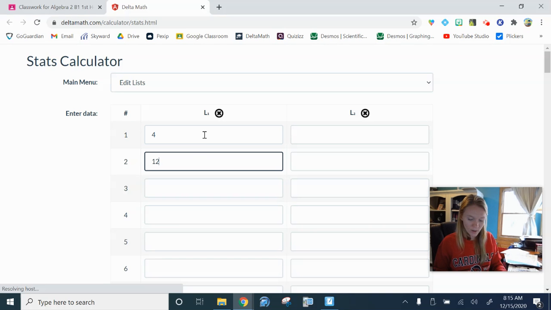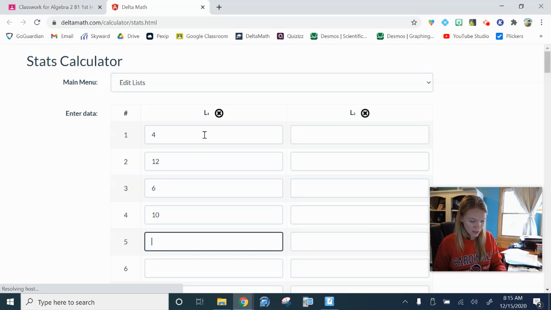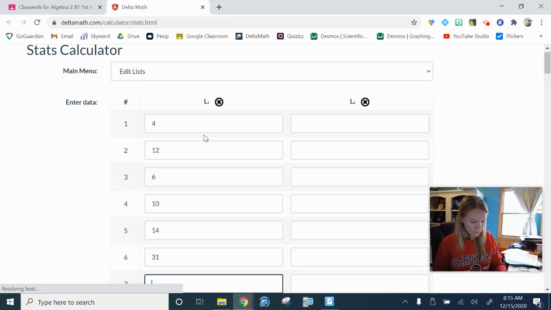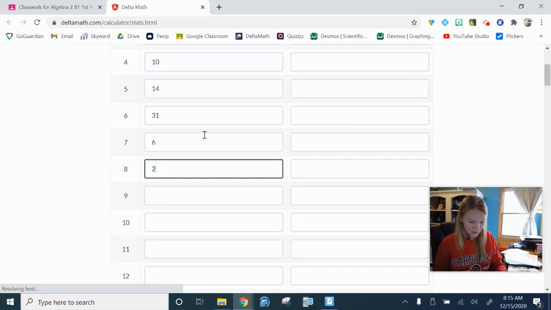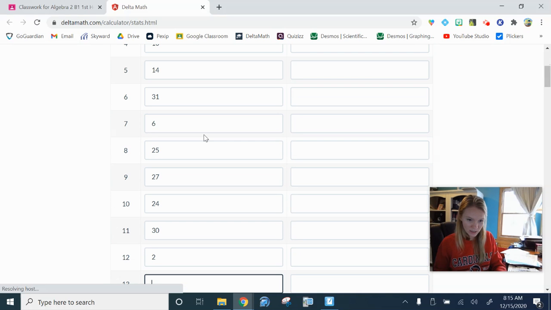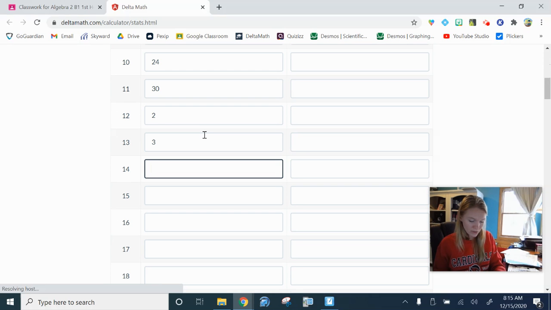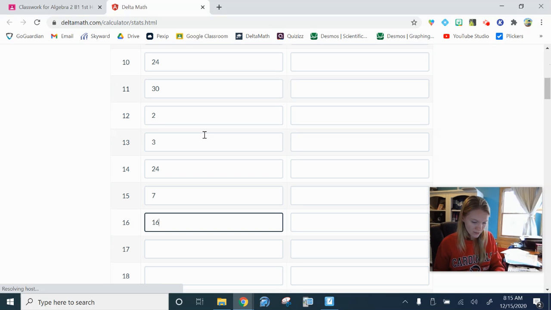So I have 4, 12. I'm just arrowing down. 6, 10, 14, 31, 6, 25, 27, 24. This is probably the part that takes the longest, just entering the data in. 3, 24.